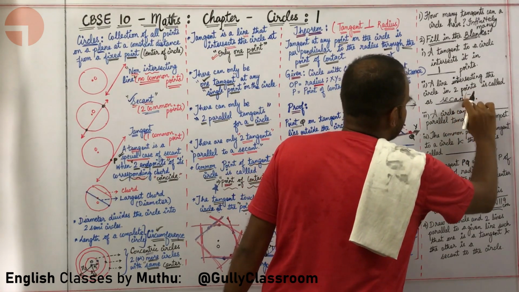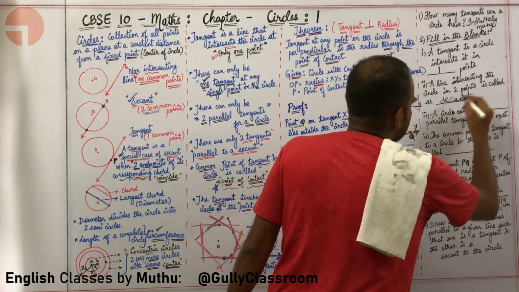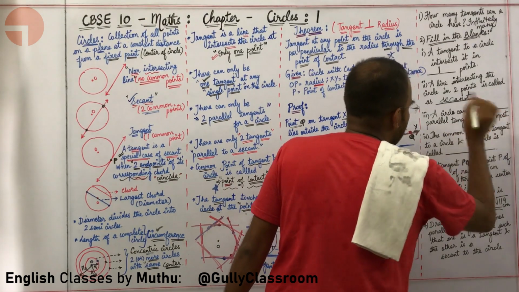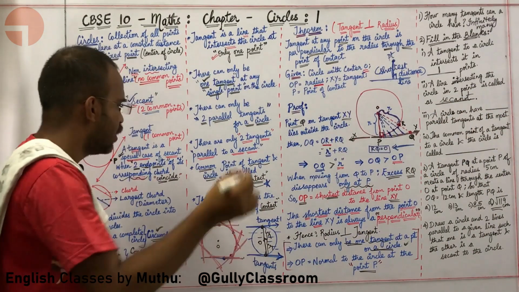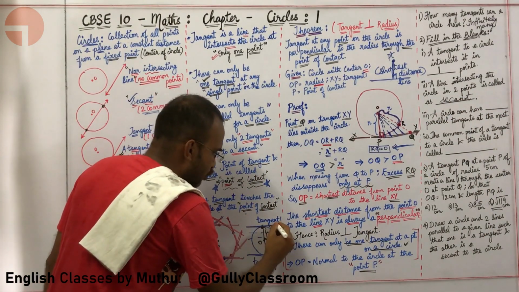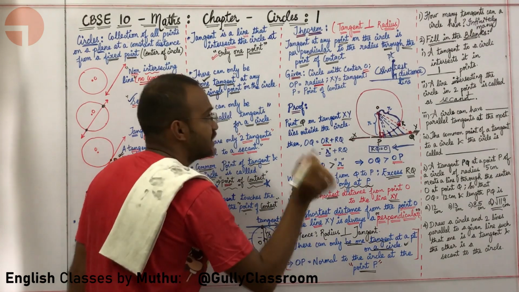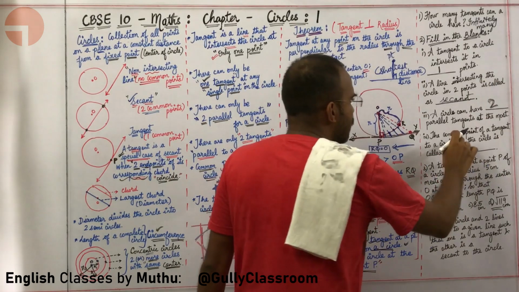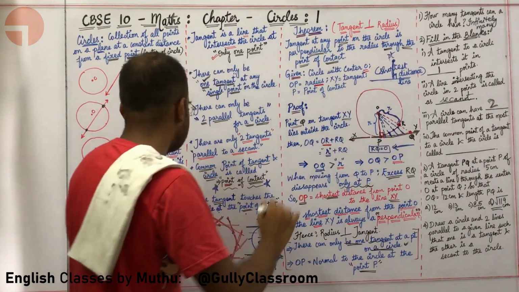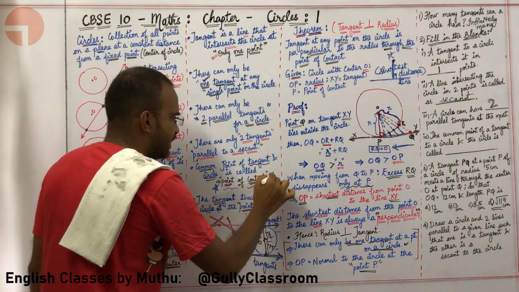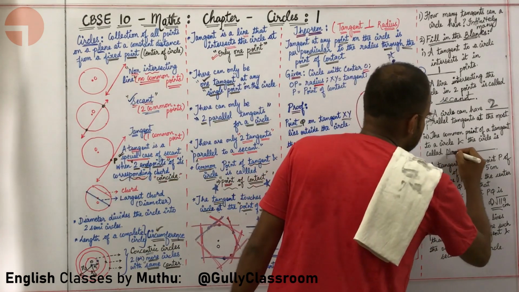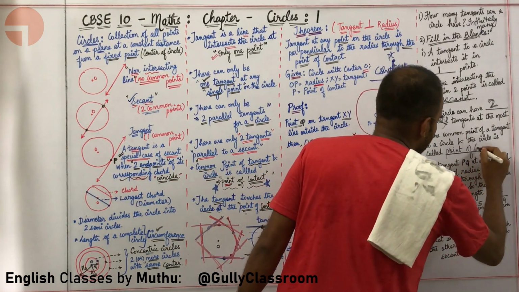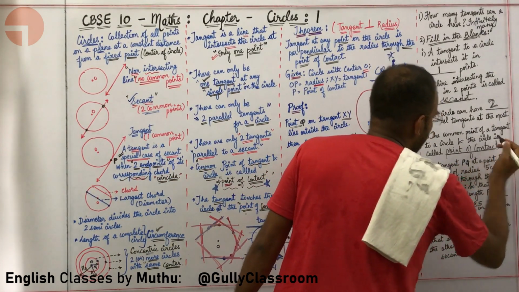Okay, sir. What next? Let us go for the next one. A circle can have dash parallel tangents at most. Not an issue. A circle can have two parallel tangents at most. The common point of a tangent and a circle is called the point of contact. It is simply called the point of contact. Okay, sir. What next?